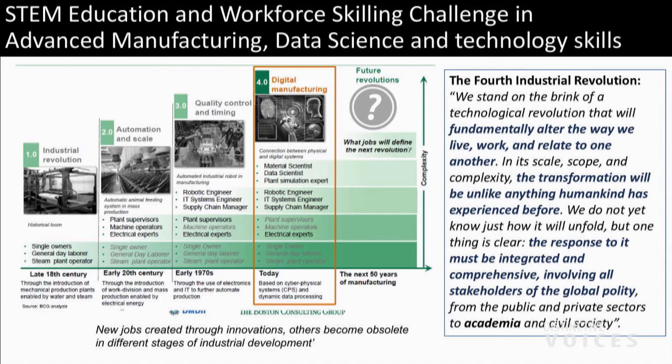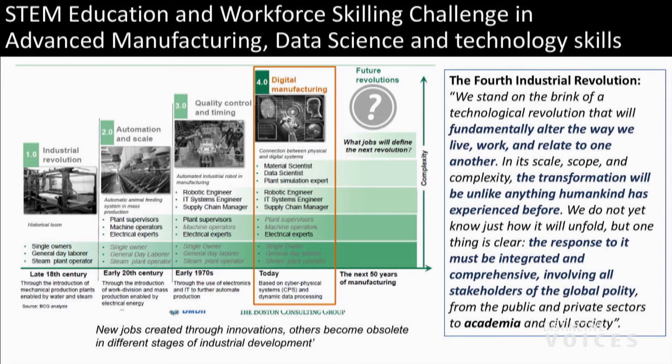Starting in the post-World War II revolution, when Peter Drucker went to Japan, introduced quality control and lean manufacturing, it was all about how plant operations worked. Today, we're in the digital manufacturing era. And so what's happened across each era is new jobs have been created through innovation, but others became obsolete.